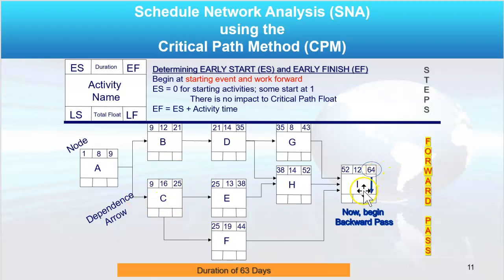Now that continues. Notice convergence is dangerous. Take activity H. It has to wait until D and E are both available. Well, D has an early finish of day 35. E has an early finish of day 38. So H cannot begin until day 38.